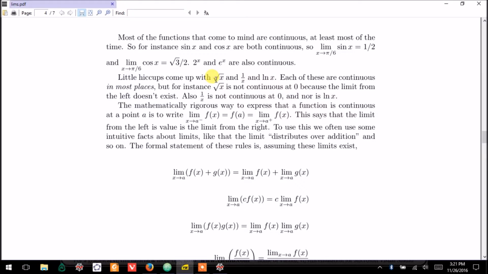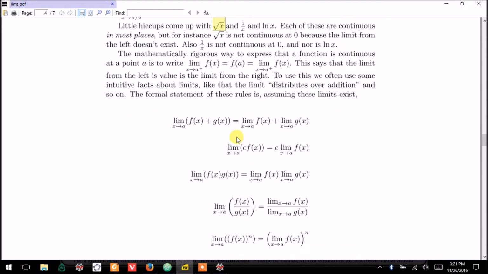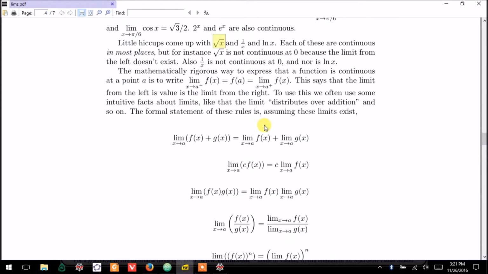The square root of x is a little bit different because it is defined at 0. It is equal to 0 at 0, but it's not continuous there because it doesn't have the left-handed limit. Anyway, as I said, the geometric statement of what continuity means is that there are no gaps or tears.